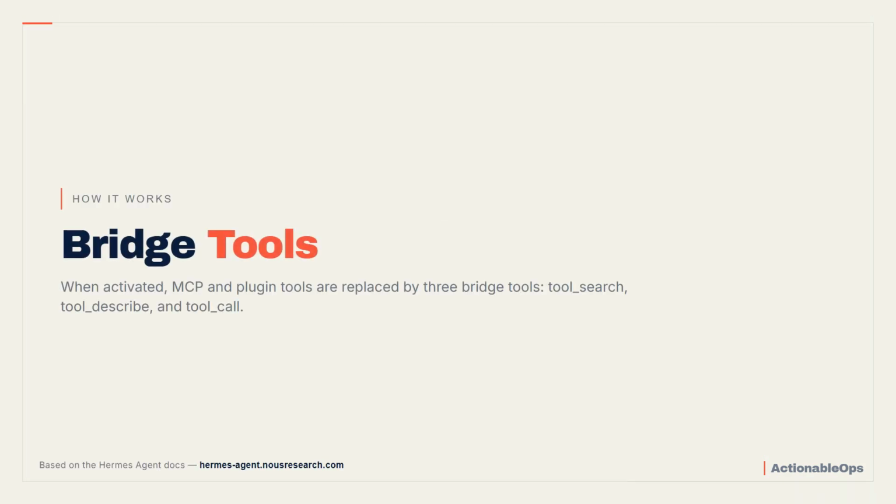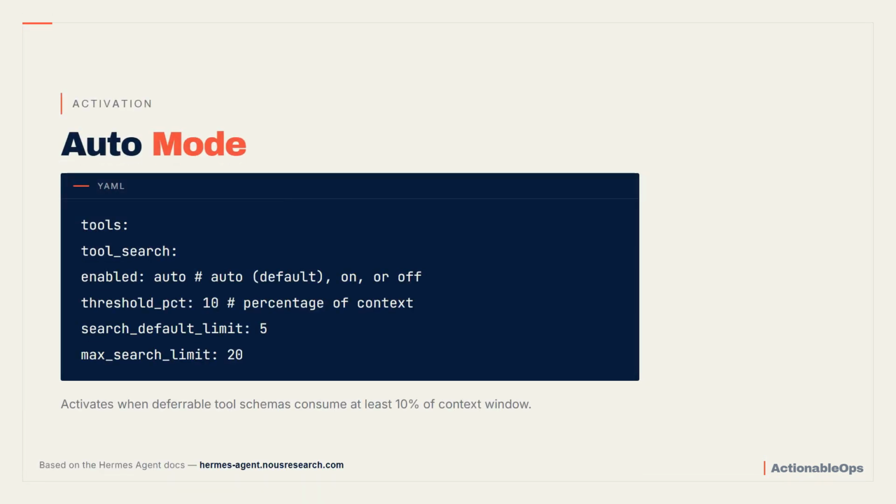When Tool Search is active, your MCP and plugin tools are replaced by 3 bridge tools: tool_search, tool_describe, and tool_call. You activate it in your config. Under Tools, set tool_search enabled to auto, on or off. Auto is the default. You can also set threshold %, search default limit, and max search limit.